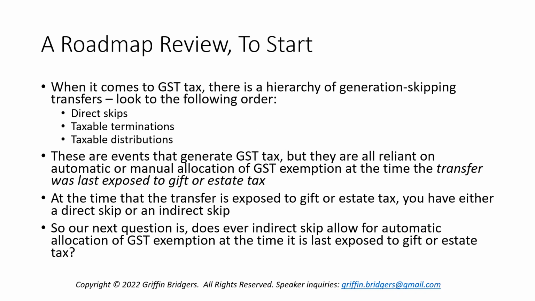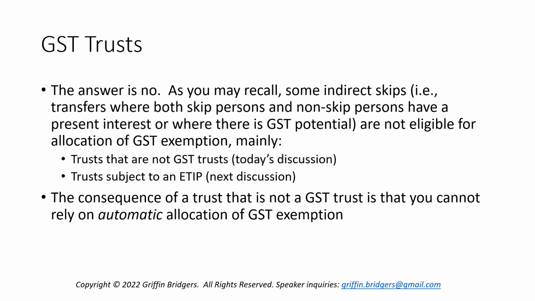It's not forced. Now, at the time that the transfer is exposed to gift or estate tax, you have either a direct skip or an indirect skip. So the big question here is: if we have an indirect skip, does every indirect skip allow for automatic allocation of GST exemption at the time that it's last exposed to gift or estate tax? And the answer is no. So we're going to dive into a concept called GST trusts, because an indirect skip to a trust that's not a GST trust is not going to allow for automatic allocation of GST exemption.